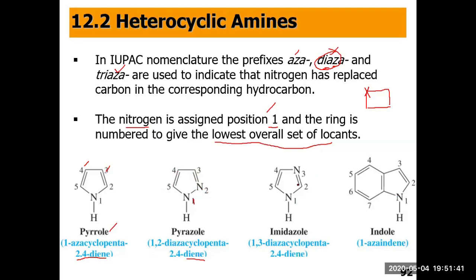In this next example, we have carbon at number 3 being replaced with a nitrogen. So the name for this molecule will be 1,3-diaza-cyclopenta-2,4-diene. Again, the numbering starts at the nitrogen, and numbering the ring must still have the lowest set of possible locants. So we have nitrogen 1, then carbon 2, nitrogen 3, carbon 4, and carbon 5. This molecule is called imidazole. And lastly, we have this molecule, and this one is named 1-aza-indene. This is also commonly known as indole.